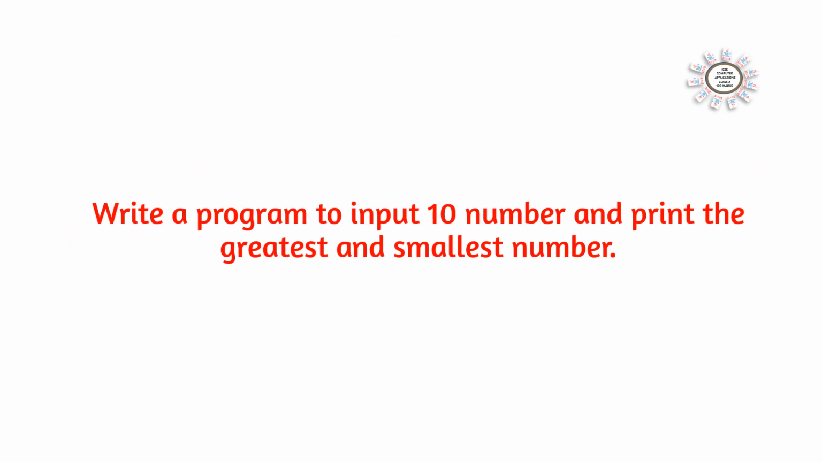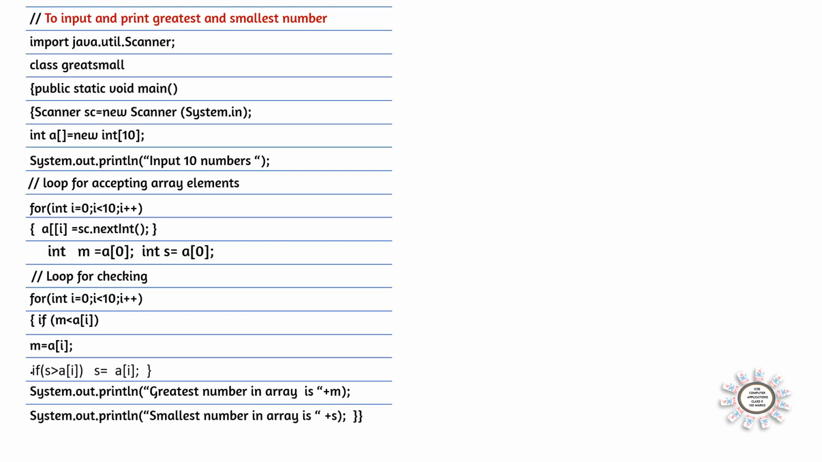Next question is, write a program to input 10 numbers and print the greatest and smallest number. So we have to input 10 numbers in an array, store it, and from the 10 numbers which are stored in the array, we have to find which one is the greatest number and which one is the smallest number. We can start writing the program to input and print greatest and smallest number.